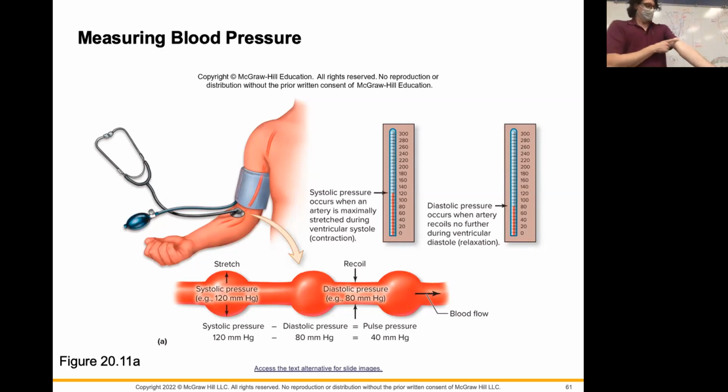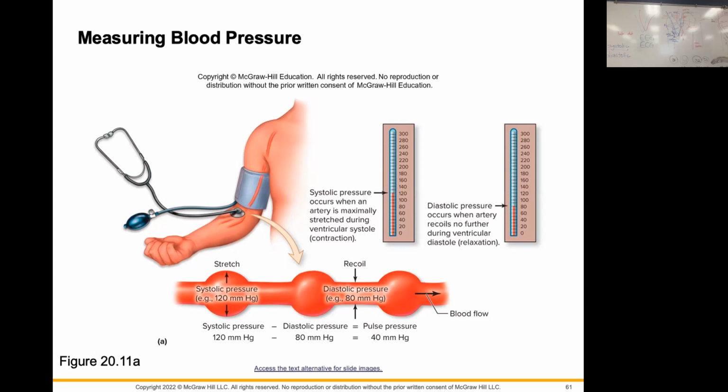Okay, so you take the cuff and you cut off blood flow through that particular vessel. Now, when you slowly release air from it, what you're doing is slowly decreasing the amount of pressure that is placed on the blood vessel until eventually you hit a point where you can start to hear the pulse again.